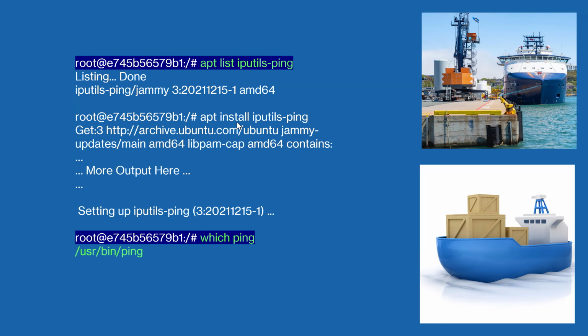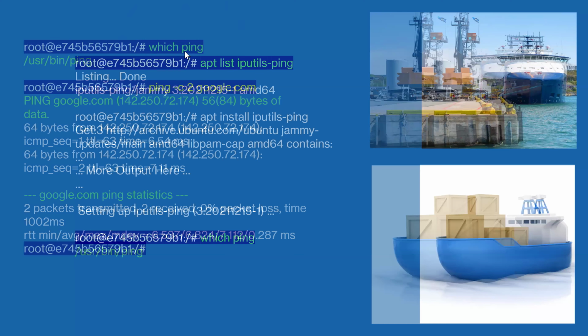Now I did apt install iputils-ping as root, and then it's going to install it. At some point, there's more output here. I put a snippet of it, so I'm going to show you when it was done, successfully completed, iputils-ping is installed. Then if you type in which ping, now it shows the path /usr/bin/ping, and it shows that ping is available.